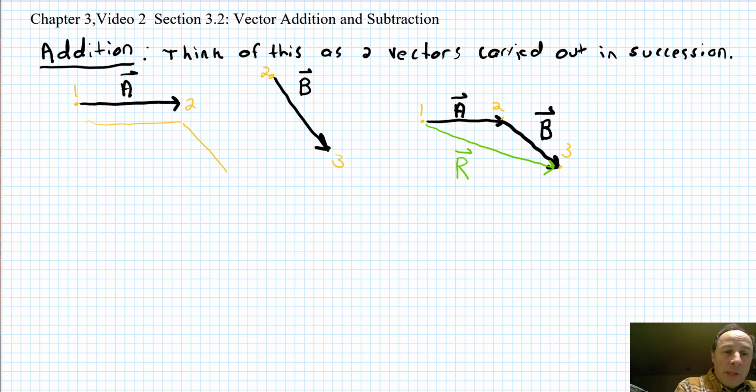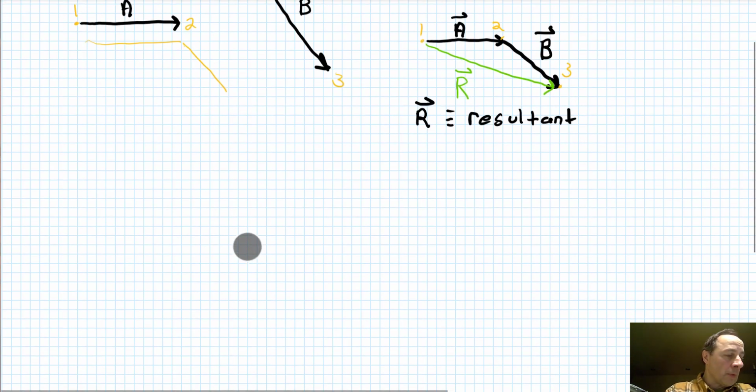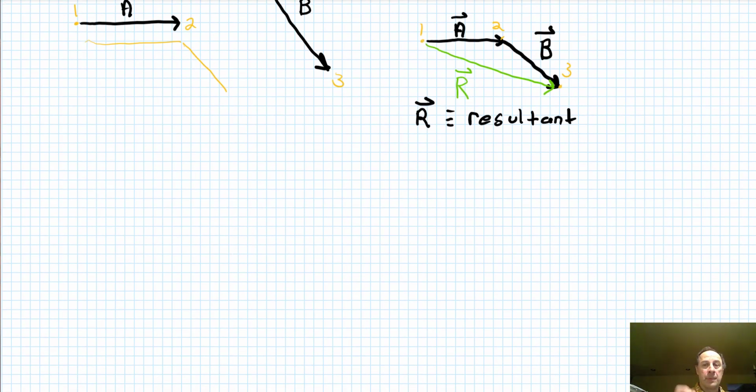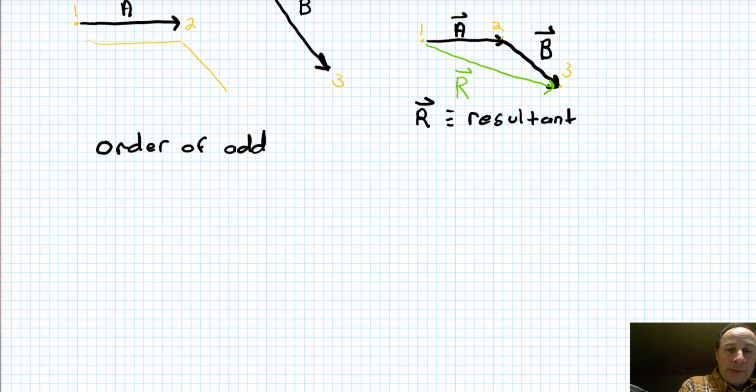All right, so R represents the three lines, meaning like a definition, resultant. Okay, now, just like in regular addition, the order of addition does not matter.